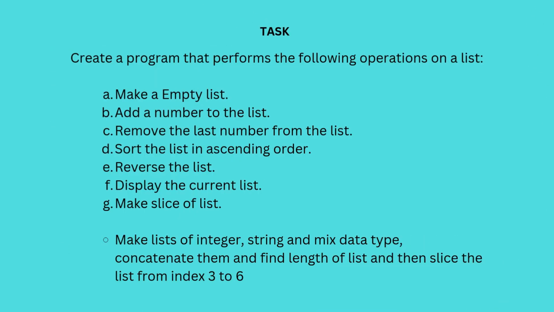Task. Create a program that performs the following operations on a list. Make an empty list. Add a number to the list. Remove the last number from the list. Sort the list in ascending order. Reverse the list. Display the current list. Make a slice of the slice. Make lists of integer, string and mixed data type. Concatenate them and find the length of the list and then slice the list from index 3 to 6.